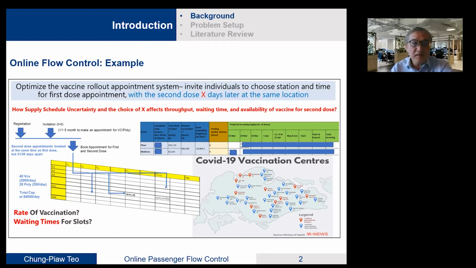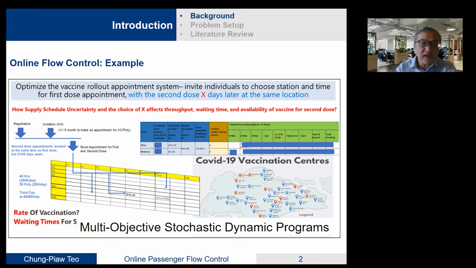So every week, the ministry was solving this kind of online flow control problem in order to use the release of the appointment slots to regulate the flow through the appointment systems. So this is one example of an online flow control problem, and you can see that it is essentially a stochastic DP type problem, but it's also a multi-objective type, because other than the rate of vaccinations, there are also other issues about not asking the citizens to wait for too long.